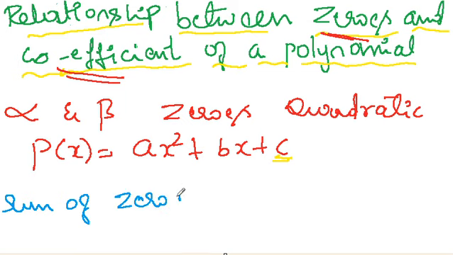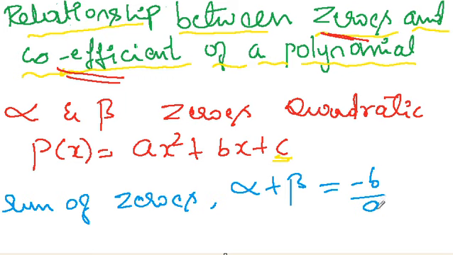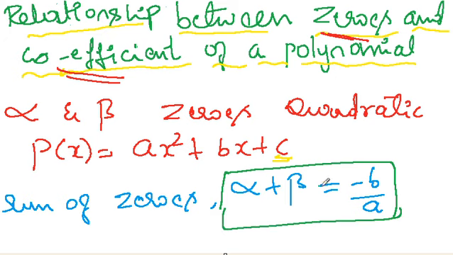Sum of zeros, where the zeros I have taken are alpha and beta. The sum, alpha plus beta, is equal to minus b by a. Here b is the coefficient of x and a is the coefficient of x square. So this is the formula to find the sum of the zeros: alpha plus beta equals minus b by a. We should not forget this one.